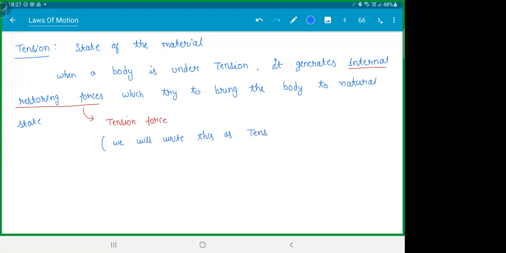So just remember, when someone says tension in the string, it is actually not a force. You're talking about the state of the material. You are supposed to say tension force, but we are lazy, so we'll just call it tension.